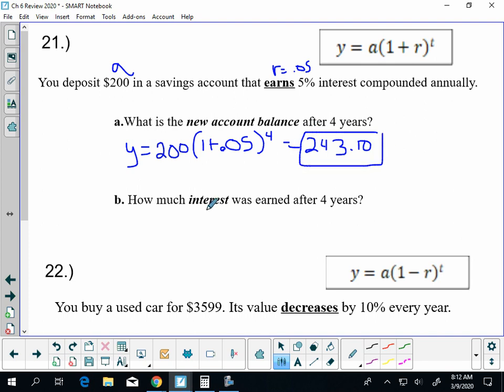And then it says how much interest was earned. Well, how much money did I make? Take that $243.10 and you subtract 200, because that's what we started with, and you get $43.10. So that's how much money I made.